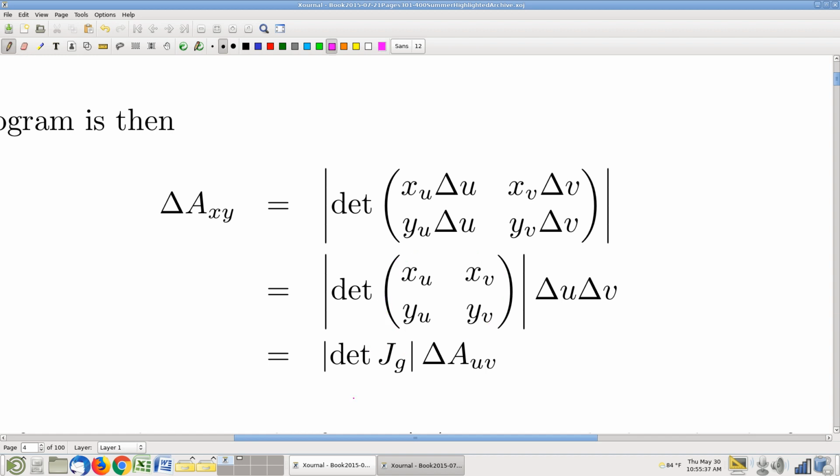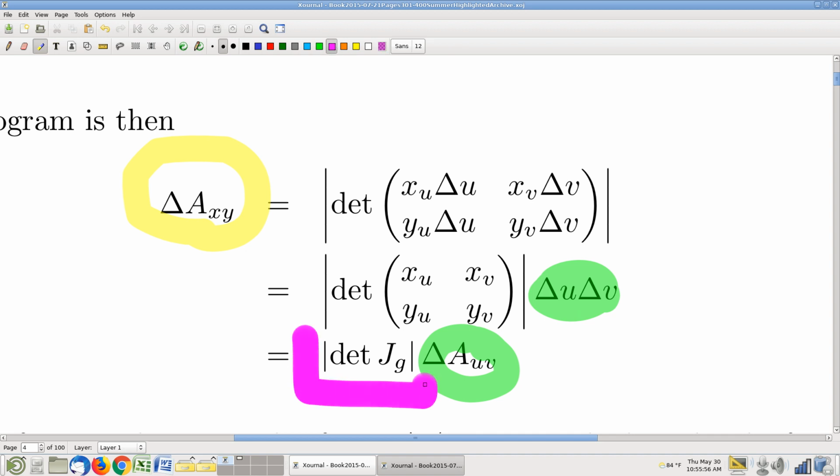And notice that we are in fact done then. We were interested in finding, what is the area of this output parallelogram? How much does that get stretched out from the area of the input rectangle, which of course is what delta U, delta V was. And that area stretching factor, here it is. It's the absolute value of the determinant of the Jacobian matrix of your function. Everybody on board? So we're kind of done.